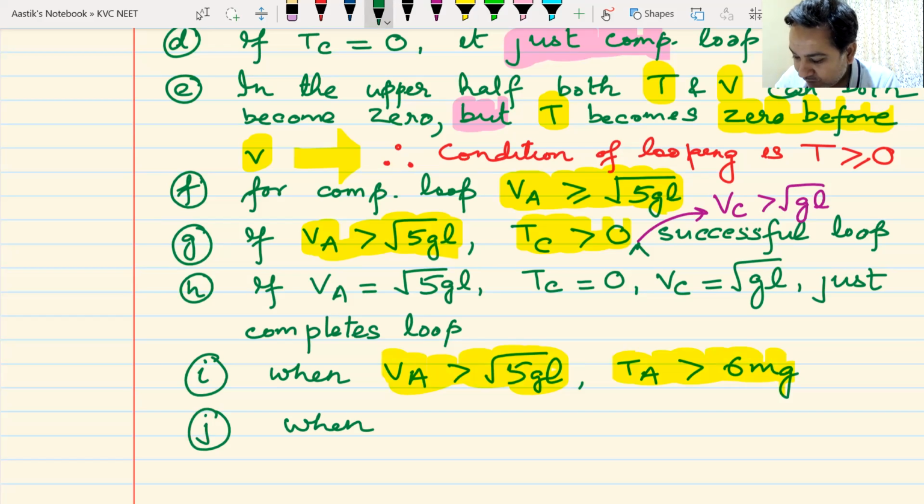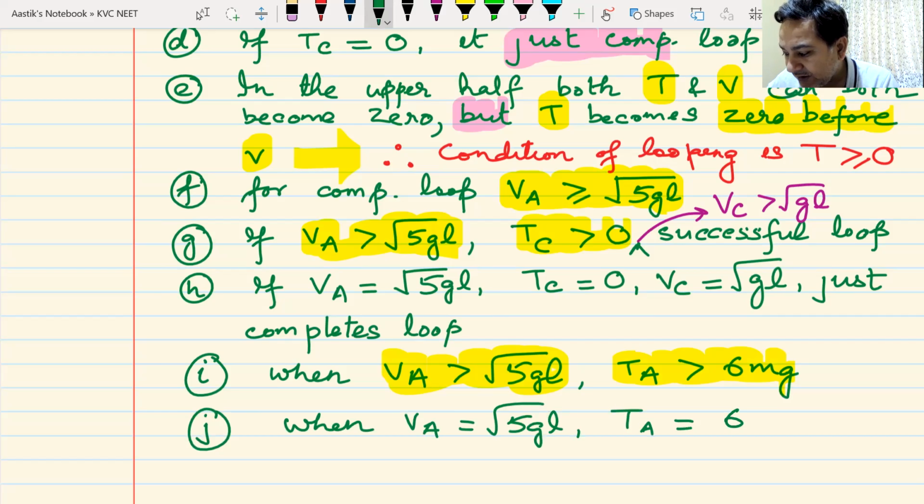So, the last case is when the speed at point A is exactly equal to root 5 GL. In that case, tension at point A is exactly equal to 6 mg. What are the things that you must remember? Two values have come to us.